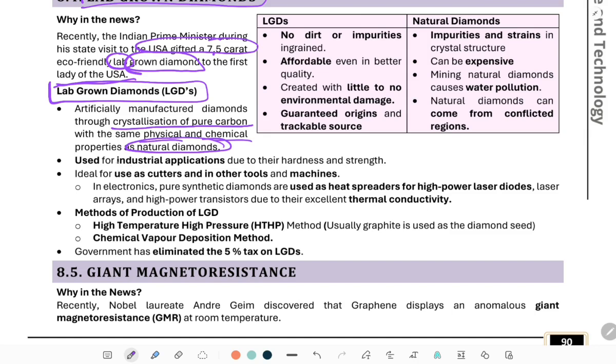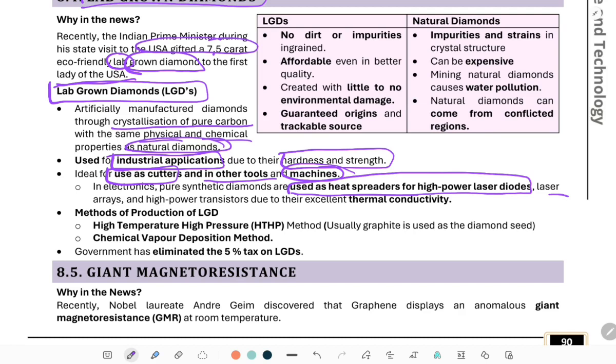It is used for industrial applications due to its hardness and strength, and is ideal for use in cutters and in other tools and machines. It is used as a heat spreader for high power laser diodes, laser arrays and high power transistors due to its excellent thermal conductivity.